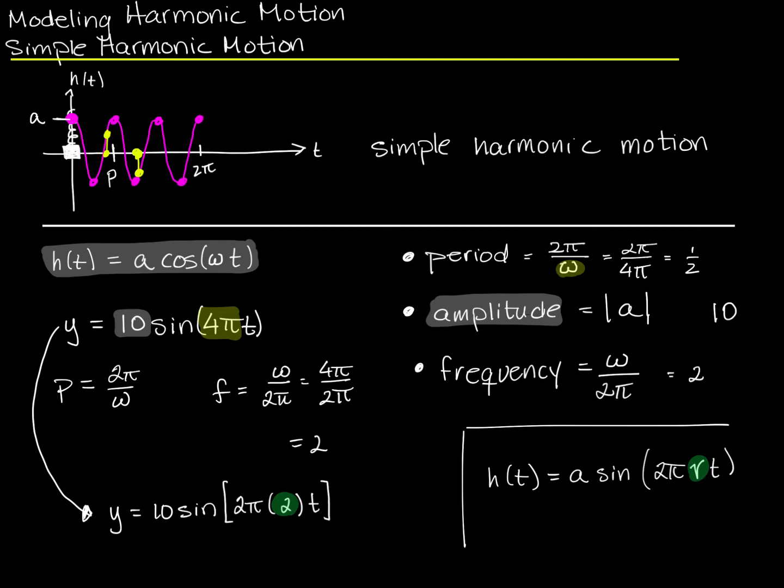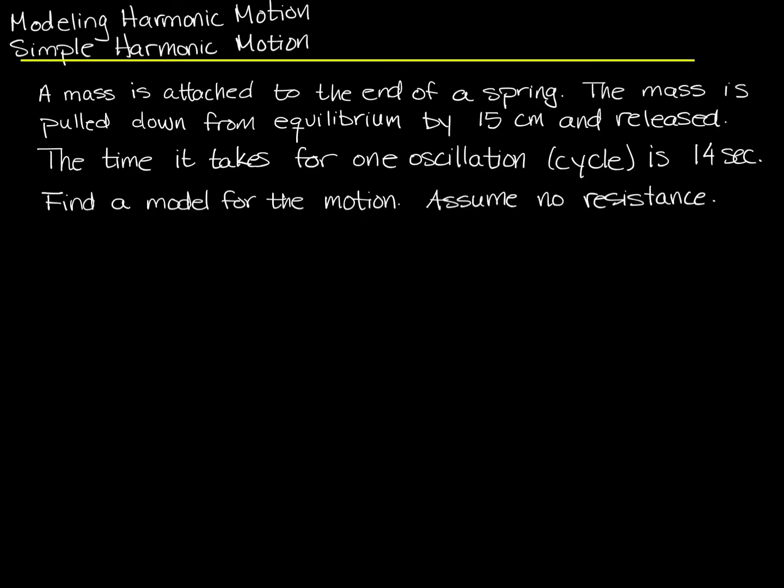All right, let's take a look at how all of this plays out in an example. A mass is attached to the end of a spring. The mass is pulled down from equilibrium, from its resting place, by 15 centimeters and released. The time it takes for one oscillation, that means one cycle, is 14 seconds. Find a model for the motion. Assume no resistance. So we're going to assume there's no air resistance, which of course isn't practical unless you're working in a vacuum, and that there's no medium around the object. It's not sitting in a vat of water or oil or anything like that.